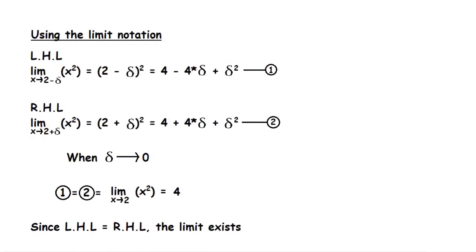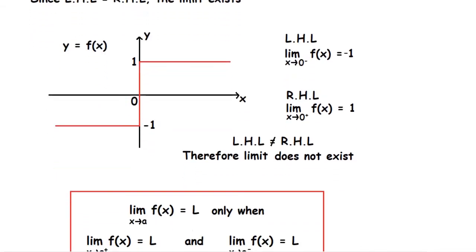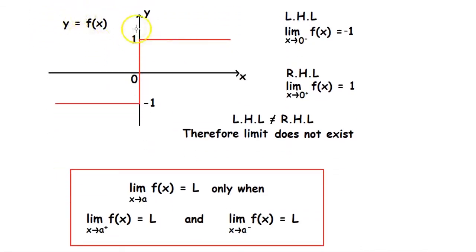So let's consider this function. So here we have a function y equals f(x). So if we take the right hand limit of this, the limit of f(x) as x tends to 0 positive, here the positive means that we are approaching it from the right hand side. So as we approach 0 from the right hand side, we get the limit as 1.